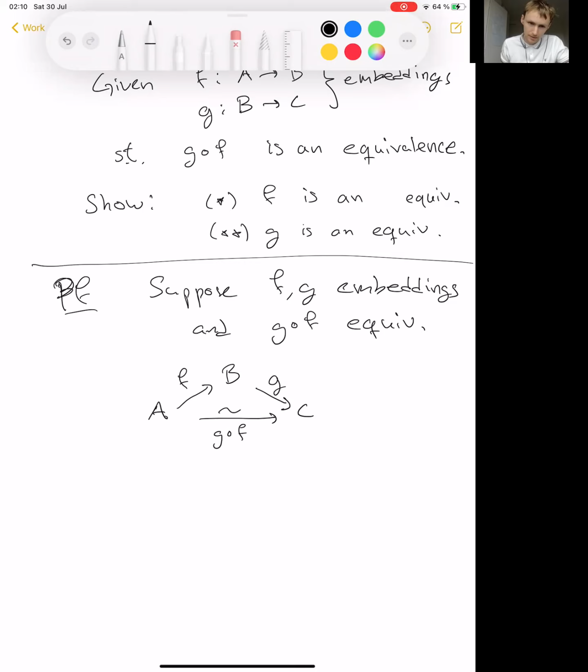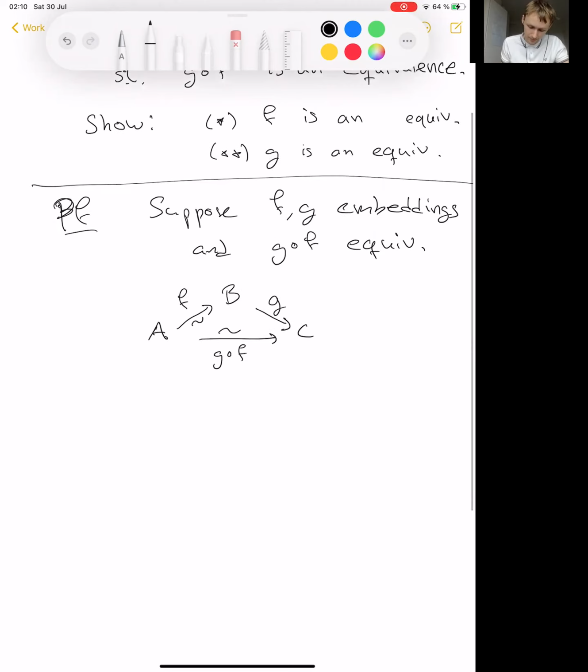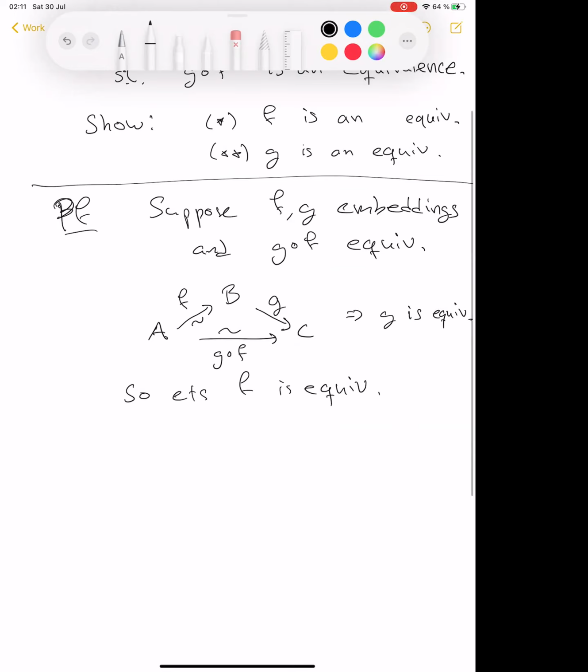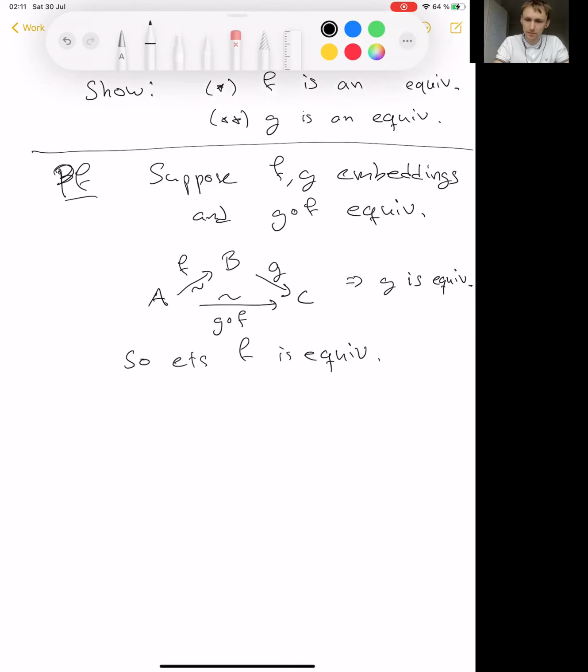But let's note this. If f is an equivalence, so if we have a squiggly line on f, then this commutative diagram forces g to be an equivalence too, right? So in fact this implies that g is an equivalence, so it's enough to show the first thing. It's enough to show f is an equivalence. Okay, perfect. Let's try to do this.